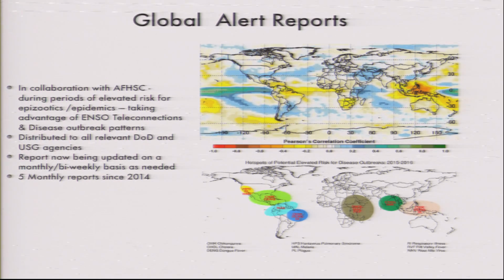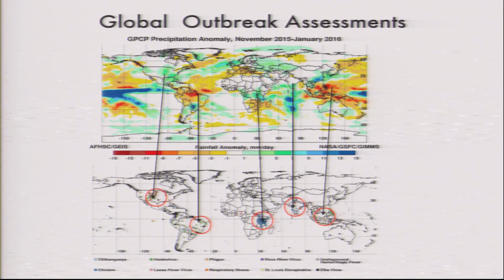So for example, and this was published in PLOS, the map at the bottom is showing you what we had assessed to be the risk of various disease outbreaks in various regions during the El Nino period. Now, during this period, we have been following up on knowing exactly what happened.